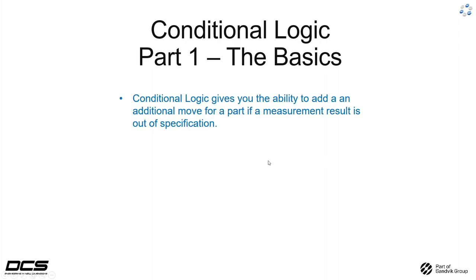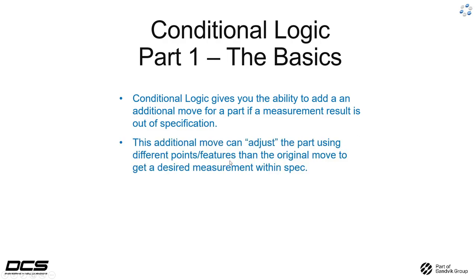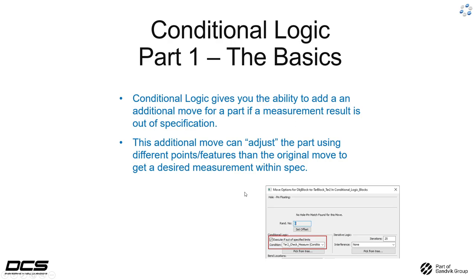Now, conditional logic has a variety of applications, but to summarize, it gives you the ability to add an additional move for a part if a measurement result is out of spec and you want to put it in spec. This move can adjust the part using different points or features than the original move, and that will in turn change a measurement that was once out of spec and hopefully get it within specification.